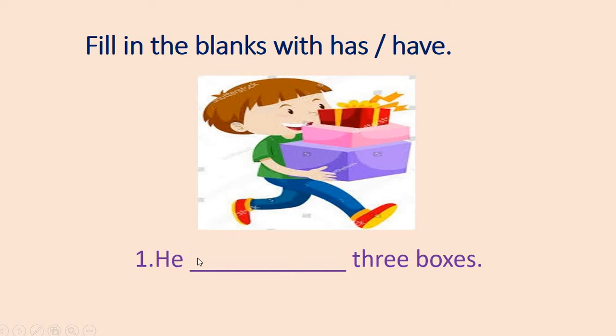Yes, very good. He has 3 boxes. Understood this? He has 3 boxes. Has is for one person, only one boy, so it is he. The answer will be: He has 3 boxes. Understood this sentence?